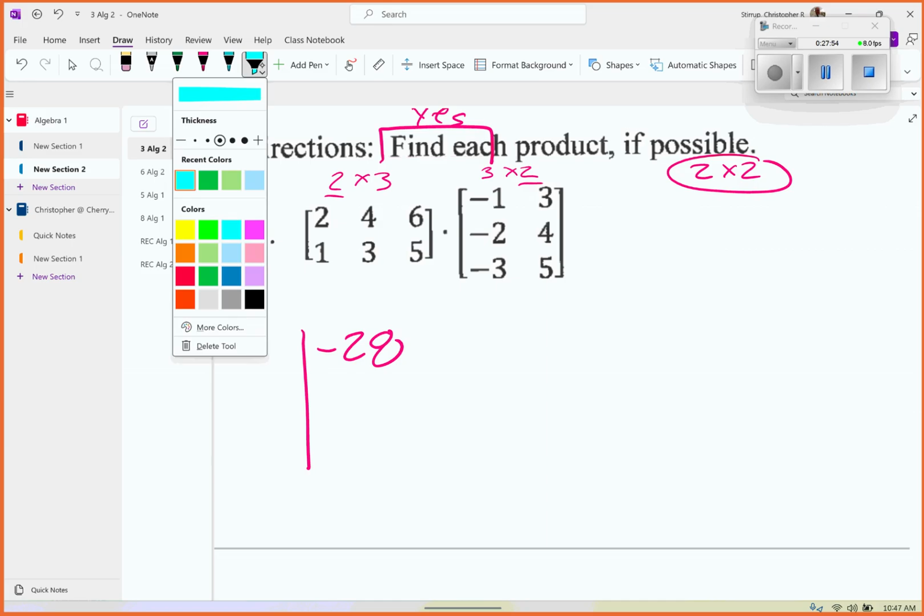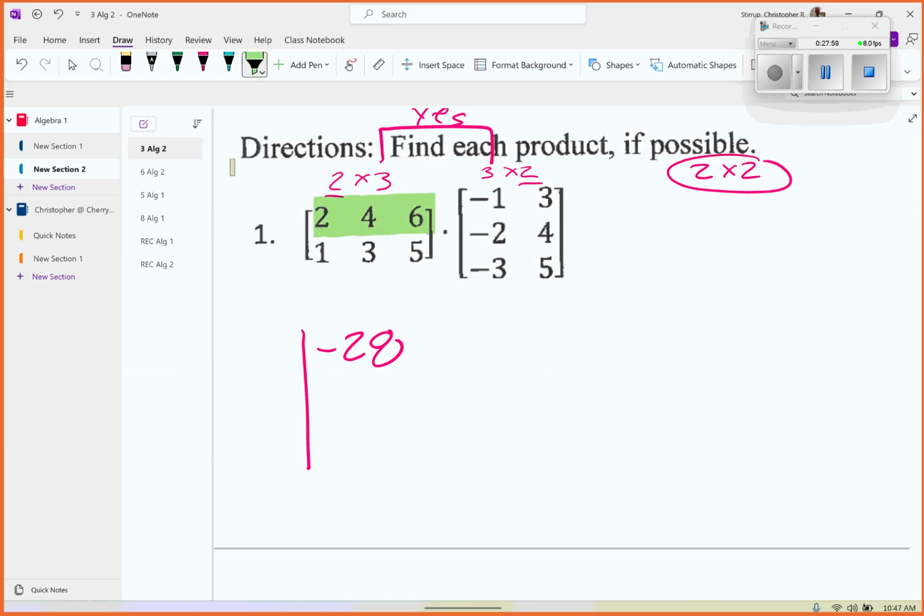Now, just to not confuse things, I'm going to change this. So I'm going to take the top row times the second column. Okay? Did I switch? Did I switch? Yeah, ready for the calculator.